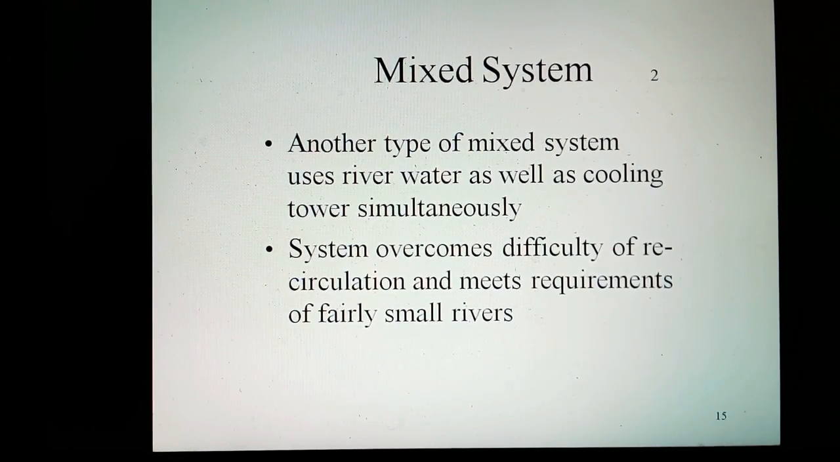Another type of mixed system uses river water as well as the coolant shower simultaneously. This system overcomes the difficulty of recirculation and meets the requirements of the Fisheries Board on a fairly small river. A part of the water from the coolant water users is discharged directly into the downstream of the river, and part of the water is pumped to the coolant shower, where it is further cooled and then discharged to the downward side of the river. In this way, the water discharged to the river is maintained at a suitable temperature and recirculation troubles are eliminated.